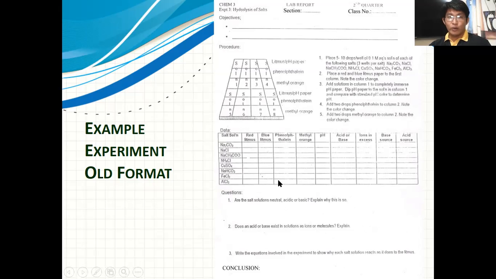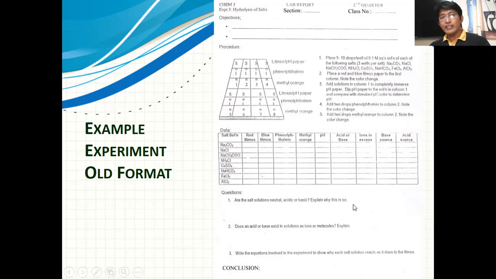Gathering, recording, meron questions, and then you have the conclusion. I have a problem with this kasi how the heck will you know what you're doing if you don't have an objective? So you're supposed to come up with the objective from the experiment. For a student, that is so hard.